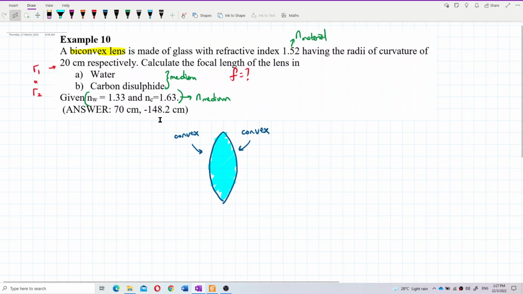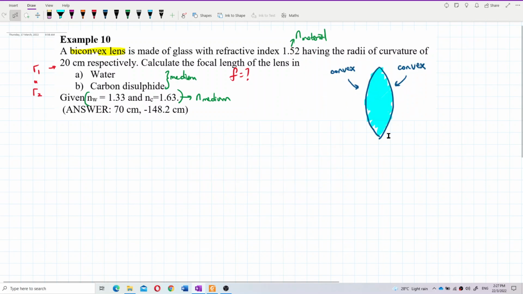All right. So this is our lens. Now let's look at the medium of water. If the medium is water, the refractive index of the medium is 1.33. So to find the focal length of a thin lens, we use the Lensmaker equation.